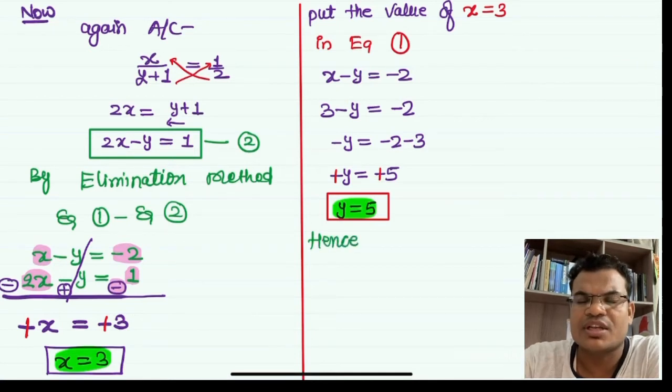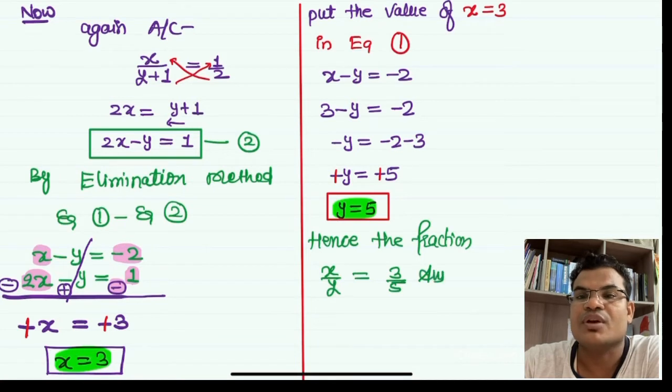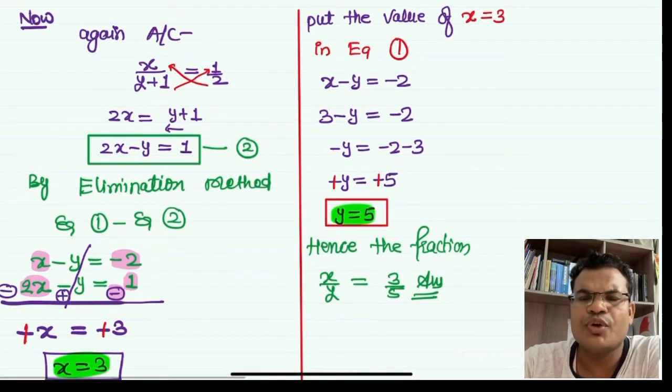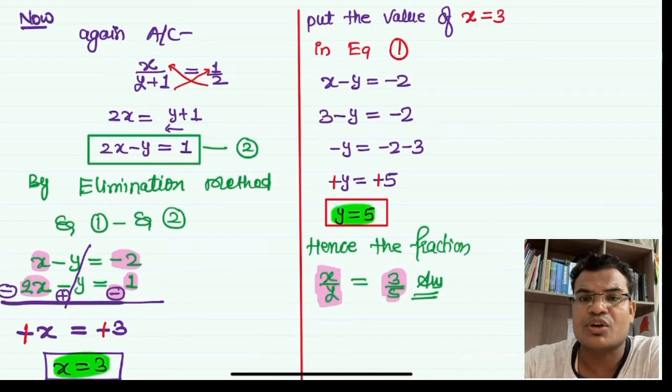Right, so write down the answer. Hence the fraction x upon y is equal to 3 upon 5. This will be your answer. In this video we have two solutions, basically two parts. First part we have completed, x upon y is 3 upon 5. This is the new fraction and we wanted to find out this only.